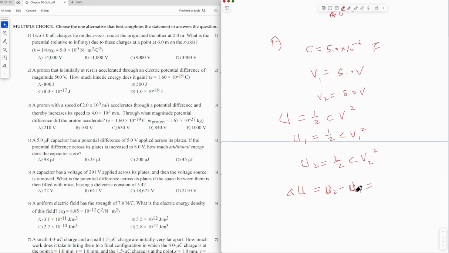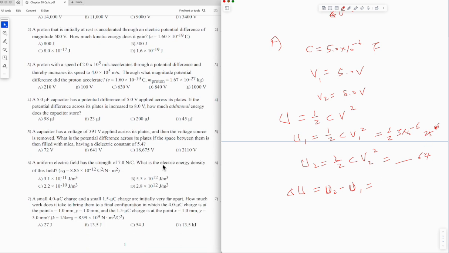Just plug in, right? So for example, U1 equals 1/2 times 5 times 10 to the negative 6, and then V squared, 5 squared equals 25. And 8 squared equals 64, right? So you do the subtraction, okay?